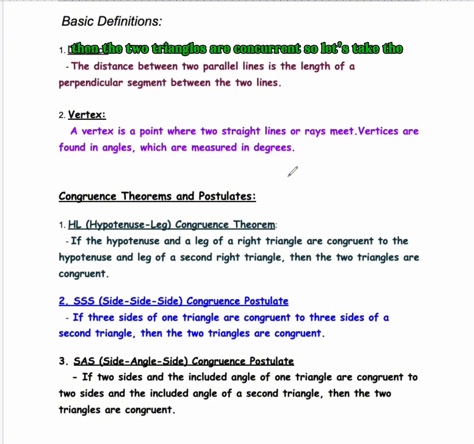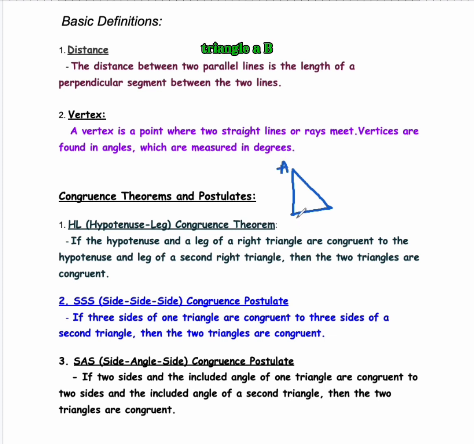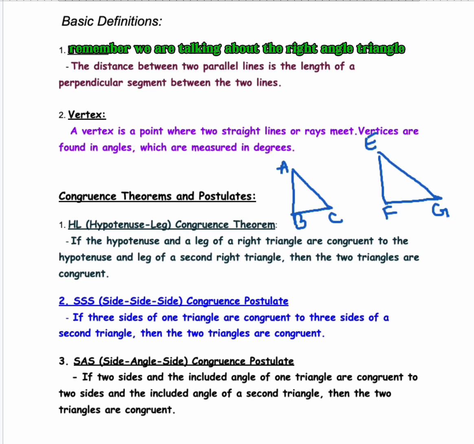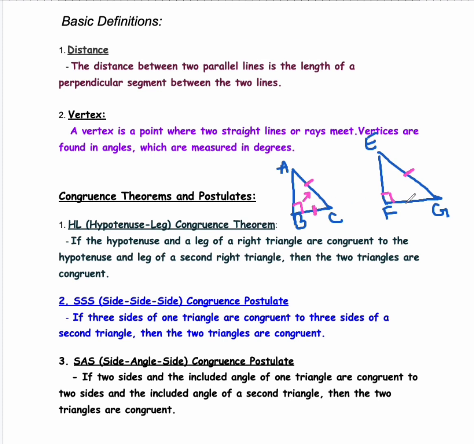So let's make two right angle triangles, triangle ABC and triangle EFG. According to this theorem, remember we are talking about a right angle triangle, so we must have a right angle here. The hypotenuse is the side which is right opposite to the 90 degrees angle. So we have AC and EG as the hypotenuse. If the hypotenuse and a leg of a triangle, now you can choose any leg, I'm going to choose leg BC and leg FG, are congruent, then the two triangles are also congruent.